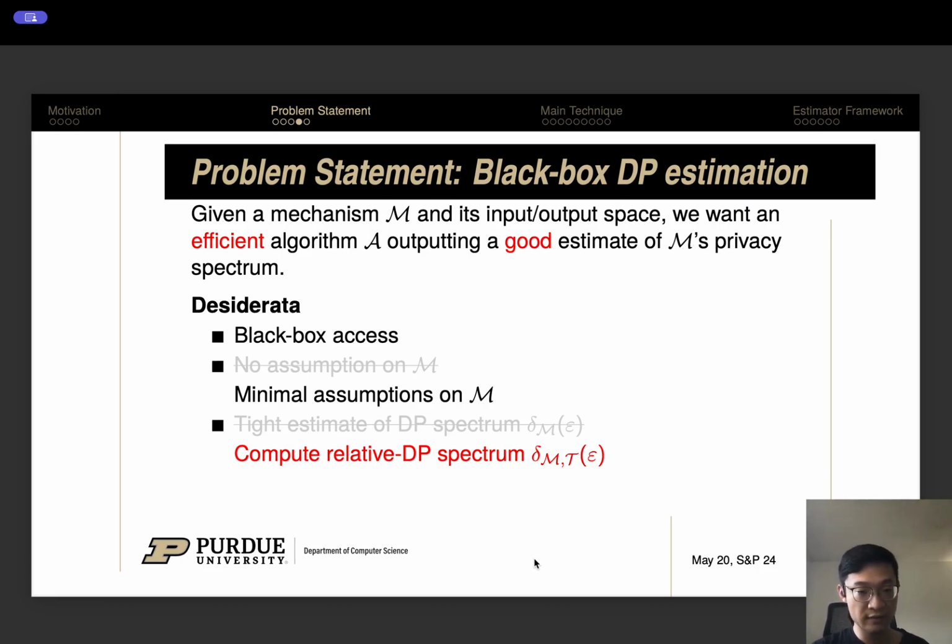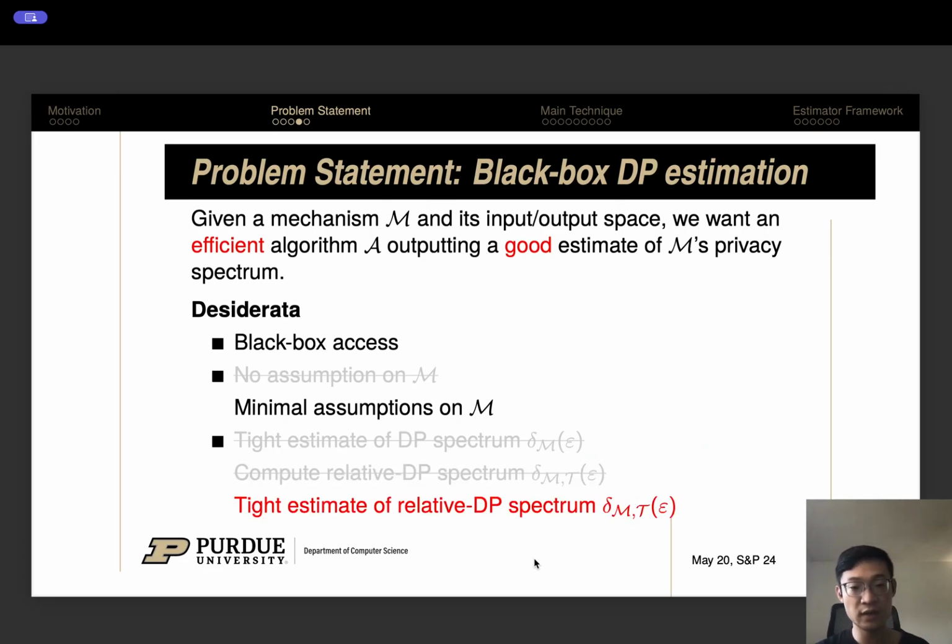And now we are asking, can we compute the relative DP spectrum? Unfortunately, it's still not achievable, so we do the next best thing we can achieve. That is to have a tight estimate of the relative DP spectrum. By tight estimate, we mean that the efficient algorithm A shall, with high probability, give us an estimate which is alpha close to the true value. Alpha close captures the difference between the estimate and the true value. So to summarize, we want an efficient algorithm A, which only accepts the mechanism in a black box way. It only assumes a minimal assumption on M. It provides a tight estimate of the relative DP.